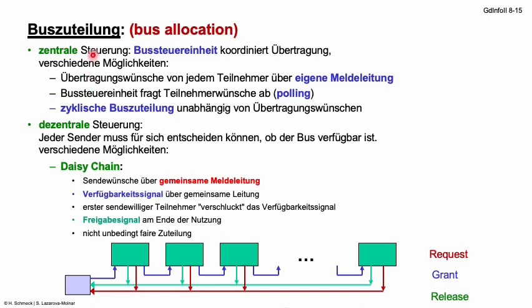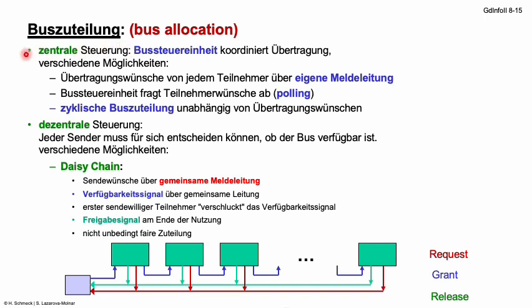So the bus in general is a limited resource. It means it cannot be used by everybody at the same time, but only by one unit at a time. So the allocation of this limited resource is very critical.